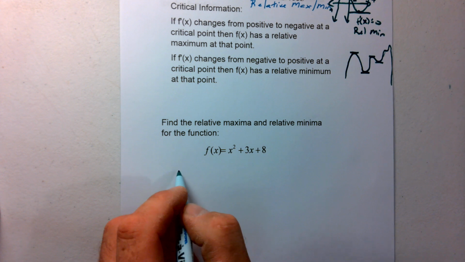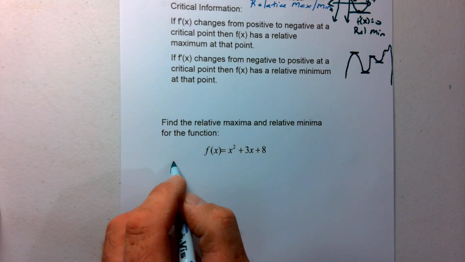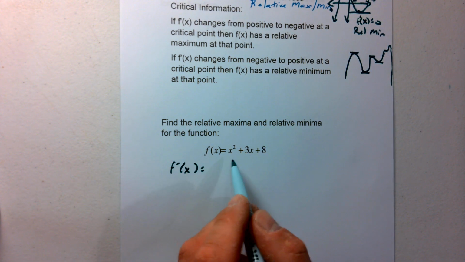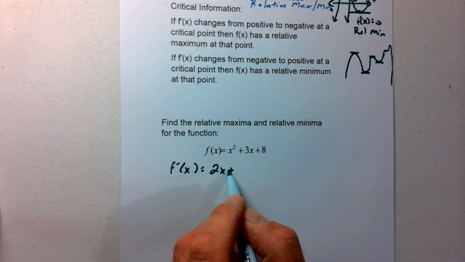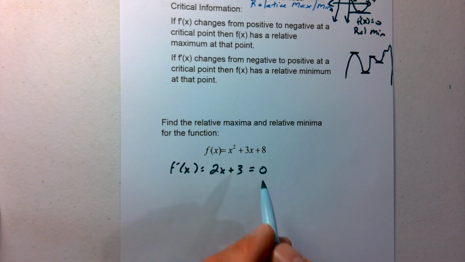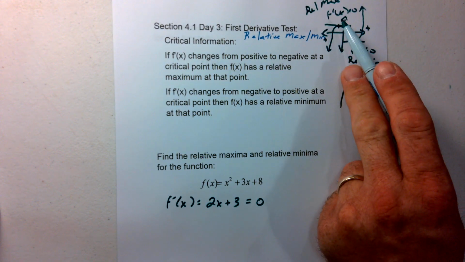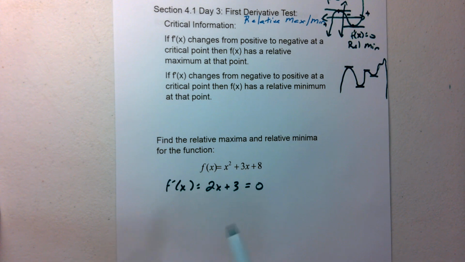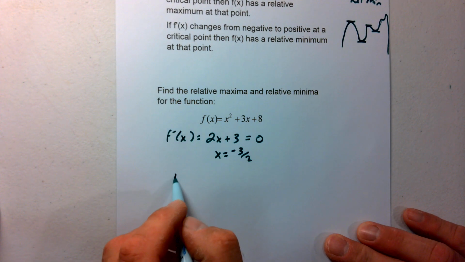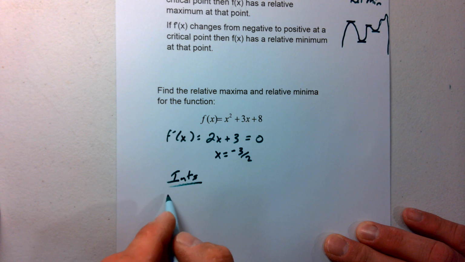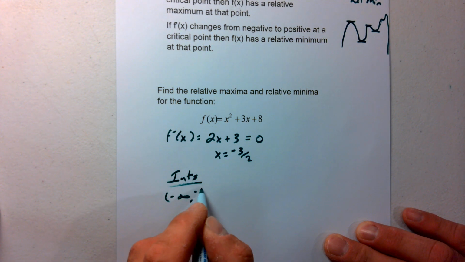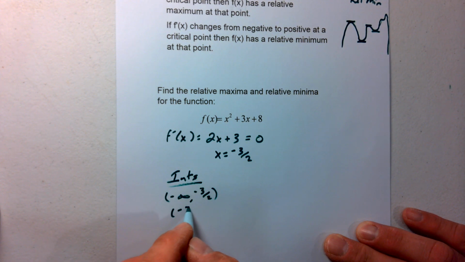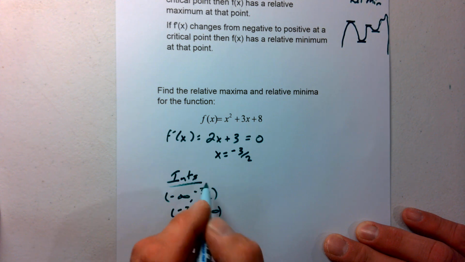So how are we going to find these relative maxima and minima? Again, we're going to find those critical values. We're going to find the first derivative, which is here, 2x plus 3. We're going to set that equal to 0, because we're going to figure out when the first derivative equals 0 to see if we have a maximum or a minimum point. Those are critical points. In this case, solving for x, I get negative 3 halves. I'm going to set up my intervals: from negative infinity to negative 3 halves, and then negative 3 halves to infinity.